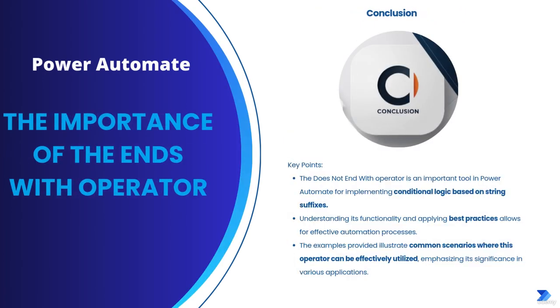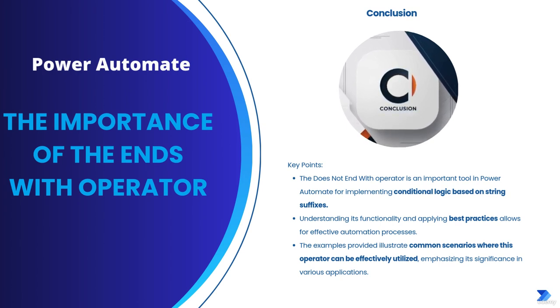Conclusion. The does not end with operator is an important tool in Power Automate for implementing conditional logic based on string suffixes. By comprehending its functionality and applying best practices, you can create effective automation processes that dynamically respond to specific input criteria. The examples provided illustrate common scenarios where this operator can be effectively utilized, emphasizing its importance in various applications.